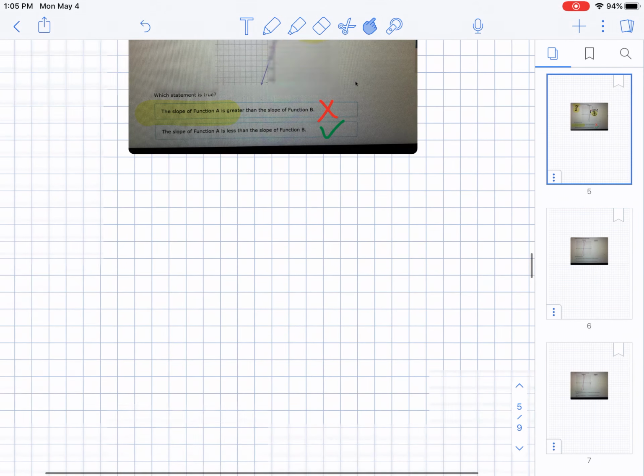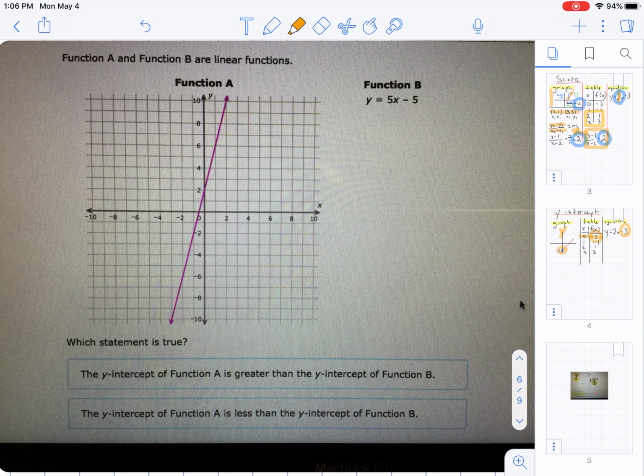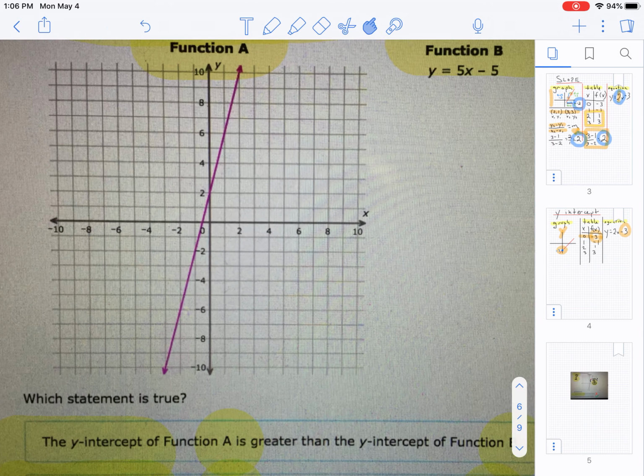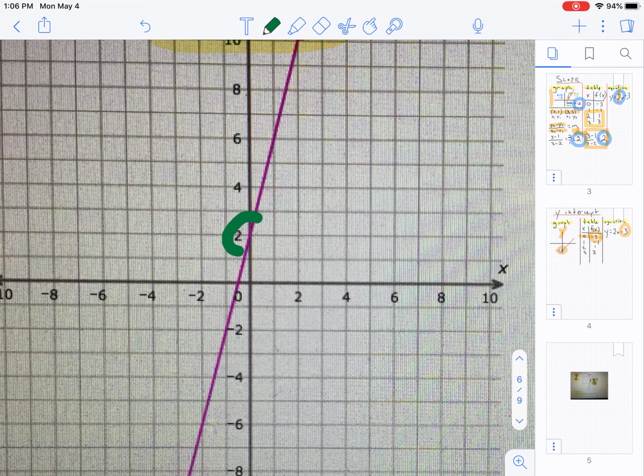Okay, let's take a look at another example. Here it says function A and function B are linear functions, and we're given function A here as a graph and function B here as an equation. And they're asking us about the y-intercept in function A and function B. So we're going to compare the y-intercept for function A and function B. So first of all, what is the y-intercept for function A? The y-intercept is where the function crosses the y-axis, or the y-intercept in this case is 2.